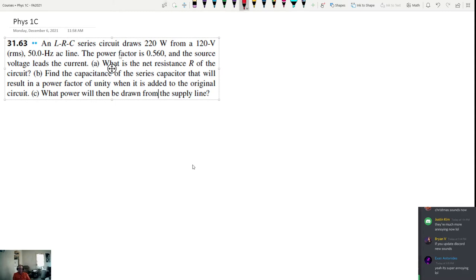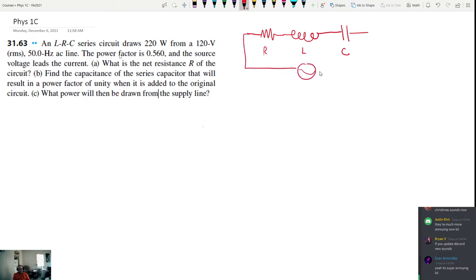Plane electromagnetic waves. Okay, so we have an LRC series circuit. Just to remind you, that's a circuit where you've got a resistor, an inductor, the order makes no difference, and a capacitor, so we've got R, L, C. And then we connect these up to an AC voltage source, where we define the line current, I of t, to be equal to some I max cosine omega t.